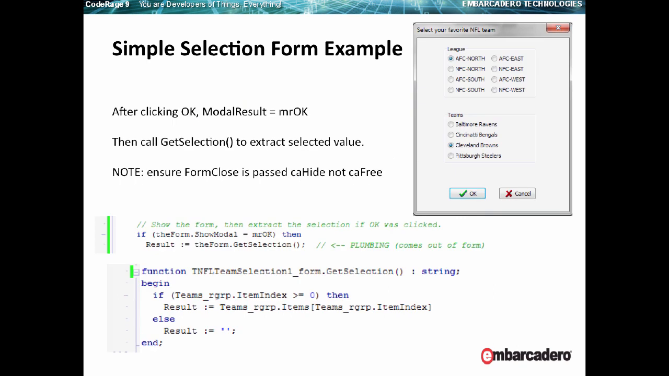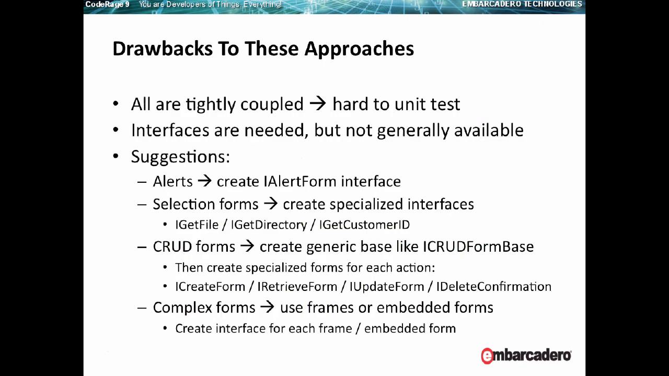So the form comes up, the user makes a selection, clicks the OK. Our code looks for the MROK, and when it finds it, it calls getSelection. Now you also want to be sure that you pass caHide to form close and not caFree, because we're calling a method on the form after control is returned from the form. And this is what getSelection does.